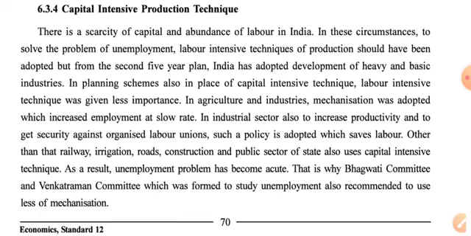Similarly, in agriculture in the initial years, bullock carts and hand pumps were used for farming. But now we have totally automatic technology, where submersible pumps, sprinkler pumps, tractors and threshers reduce the importance of labor in the agriculture sector also, and that's why more and more labor becomes unemployed. So in the industrial sector also, to increase productivity and to get security against organized labor unions, such a policy is adopted which saves labor.